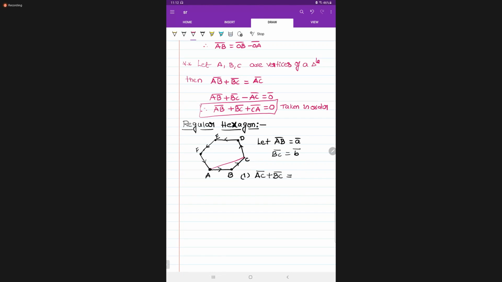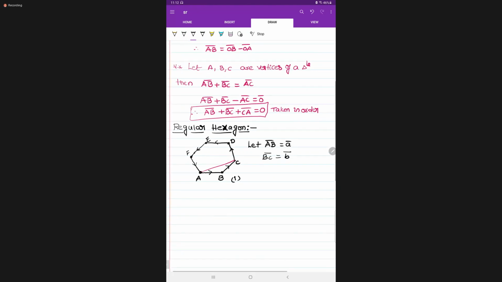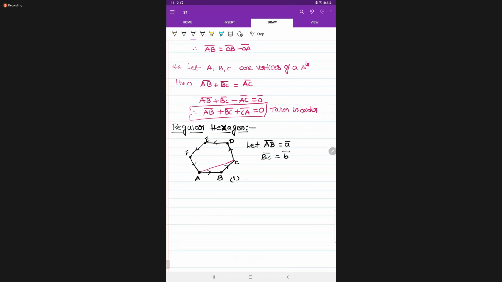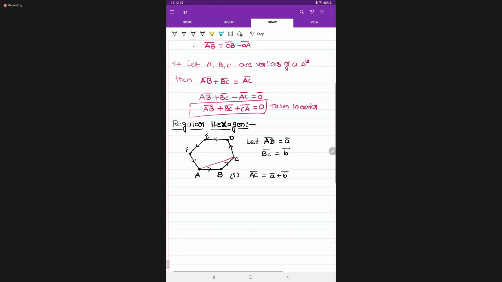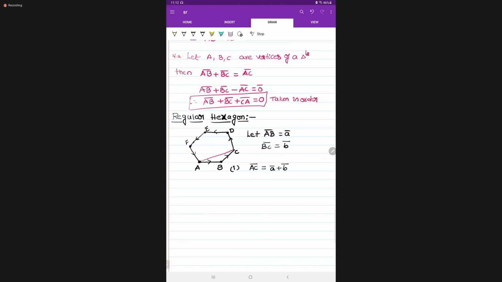Okay, first of all, tell me, AB bar plus BC bar is AC bar. Correct? AC bar is equal to what is the answer, students? AB bar plus BC bar, so A bar plus B bar. Tell me, all of you. Any doubt?